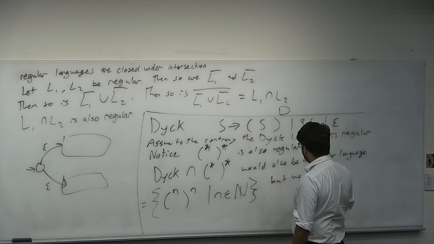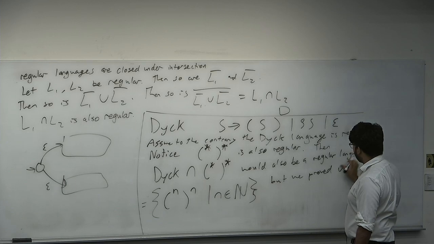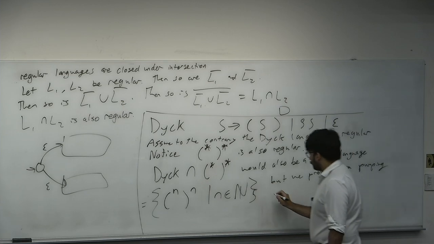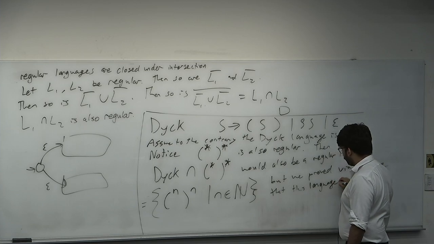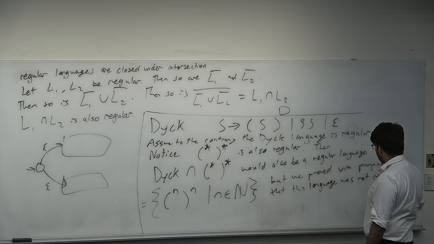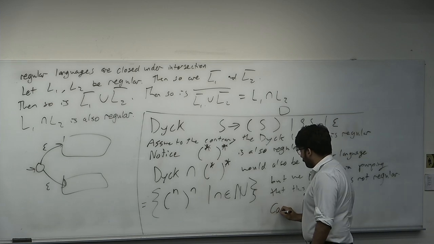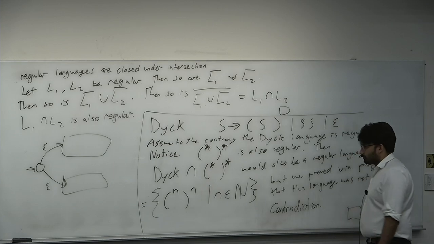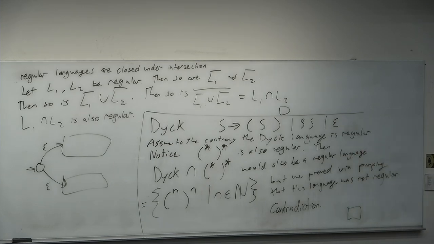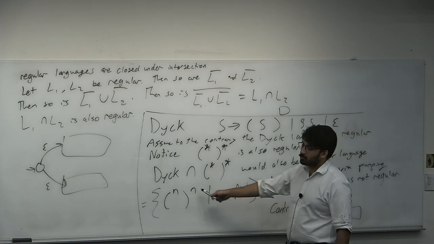But we proved via pumping that this language was not regular. Contradiction. Right? If the Dyck language was regular, you can intersect it and construct a DFA for a to the n, b to the n. But we know such a thing is impossible by the pumping lemma. So the Dyck language must not be regular.